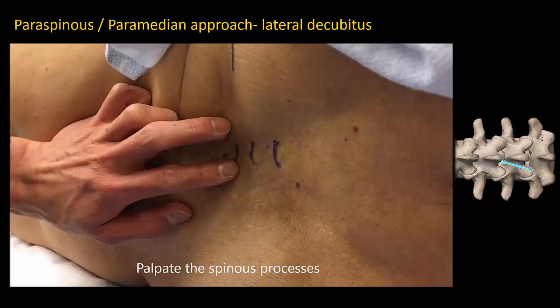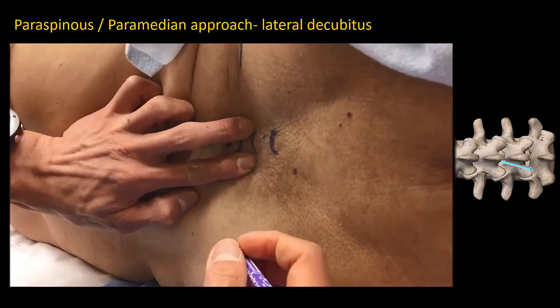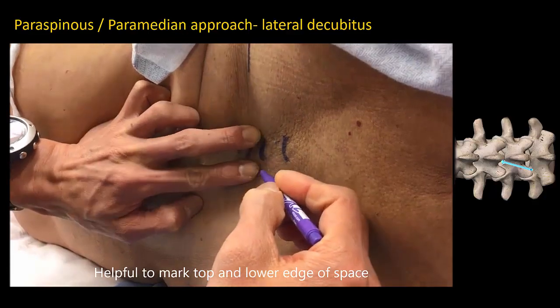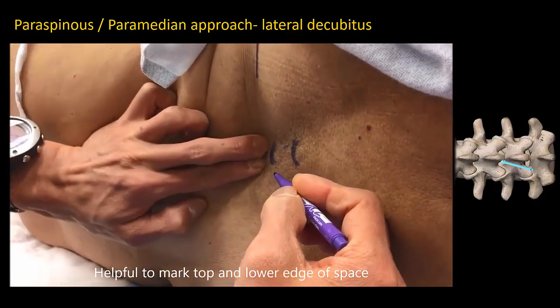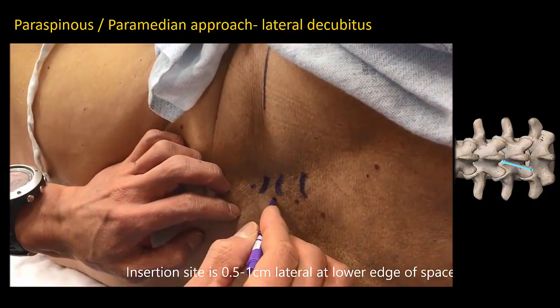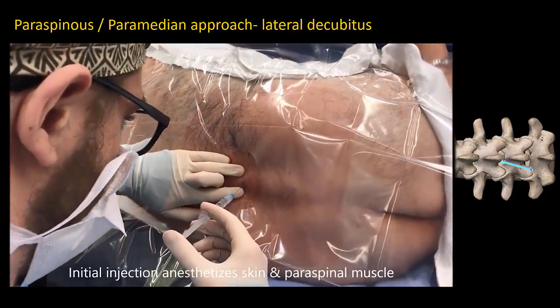This video illustrates the paraspinous approach in the lateral position. As before, palpate the upper and lower spinous processes bordering the chosen intervertebral space. Note that with experience, it is not essential to palpate and mark the skin prior to preparation, but when learning, it is helpful.